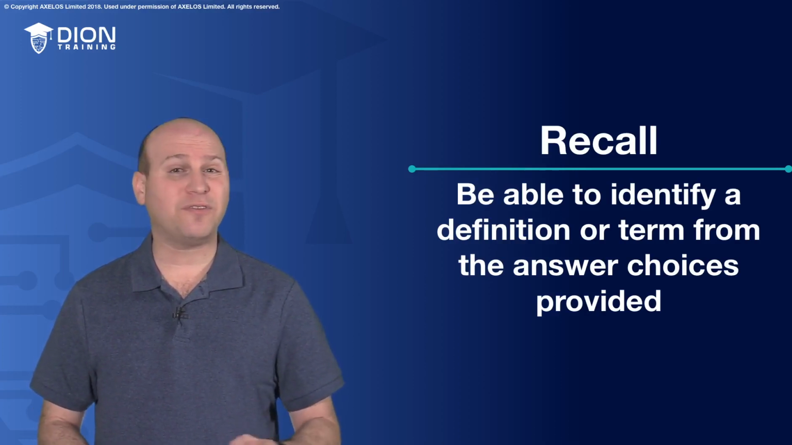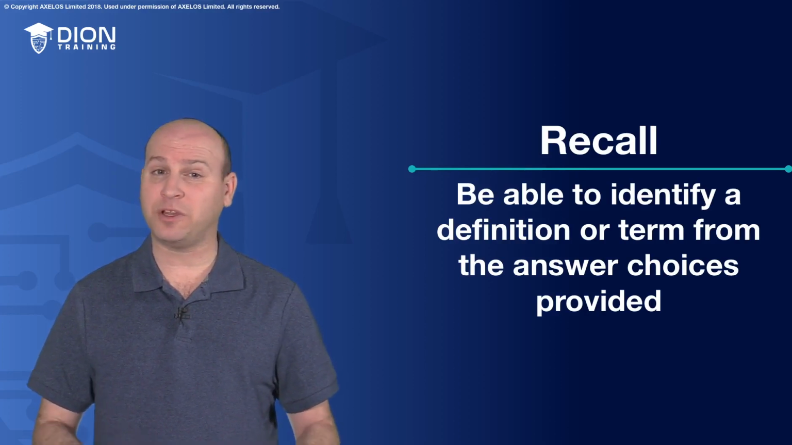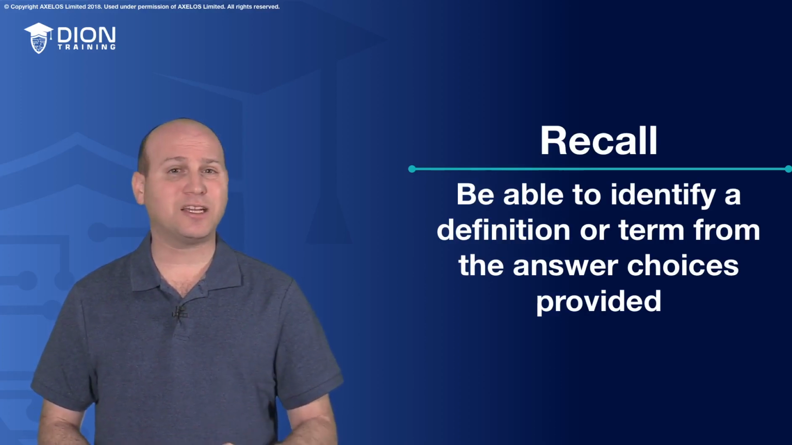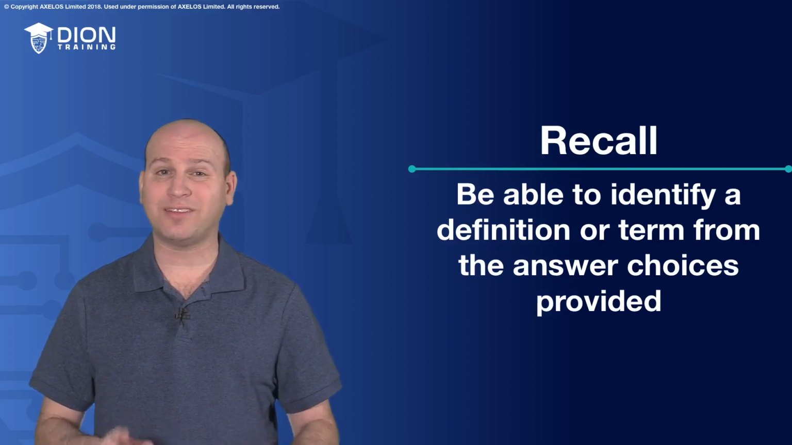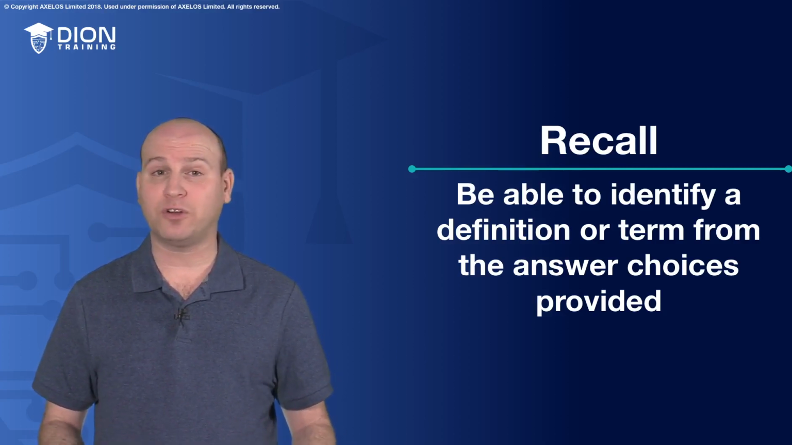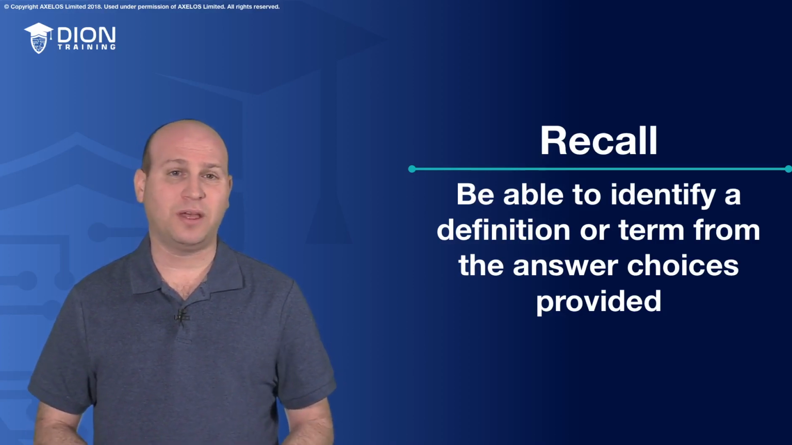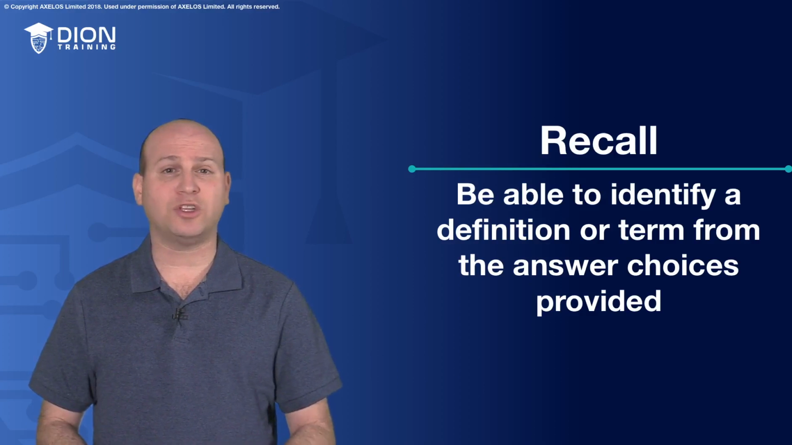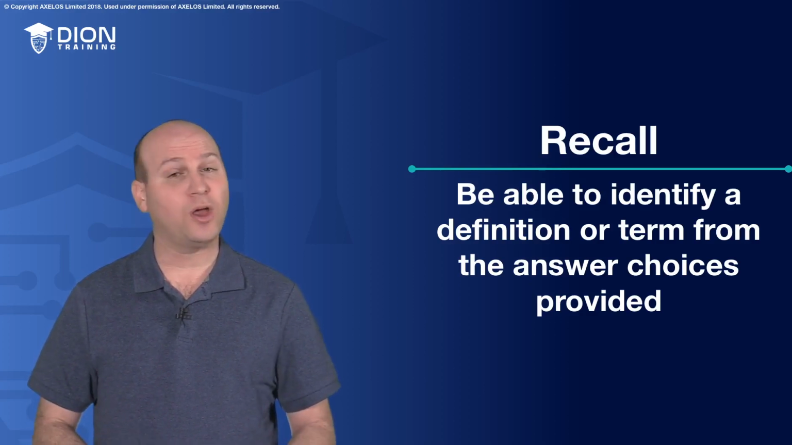For example, if the exam provides you with a definition for a particular term that we use in the course, it's going to provide it to you word for word the same way we presented it inside the course. And then you're going to be provided with 4 different terms, and you have to select the appropriate term that matches the definition given. Now, this is a great example of a question using the recall level of difficulty. On the exam, you're going to get 9 questions that are considered recall questions.